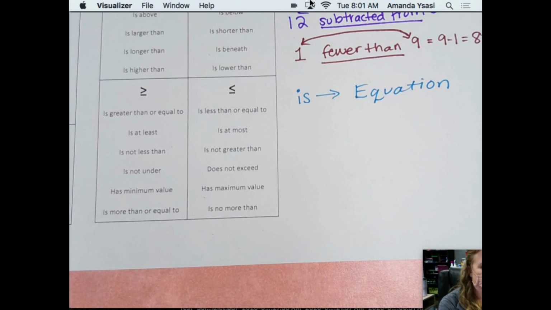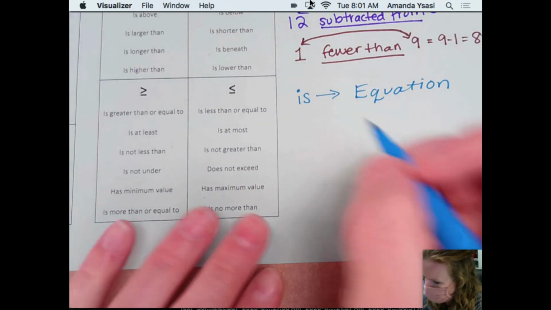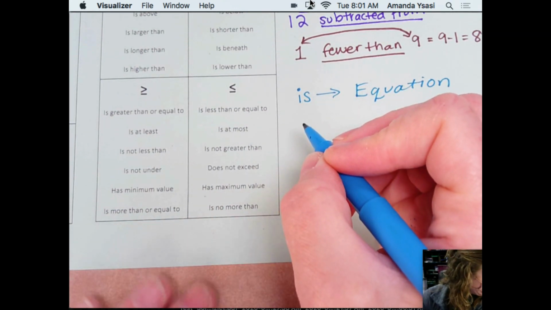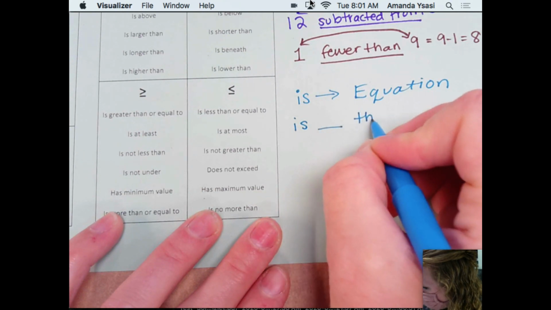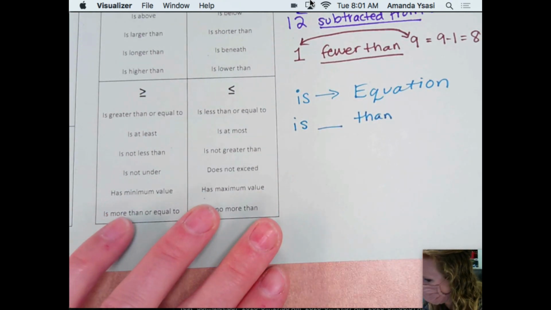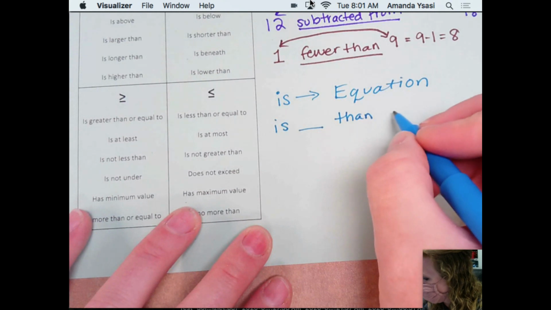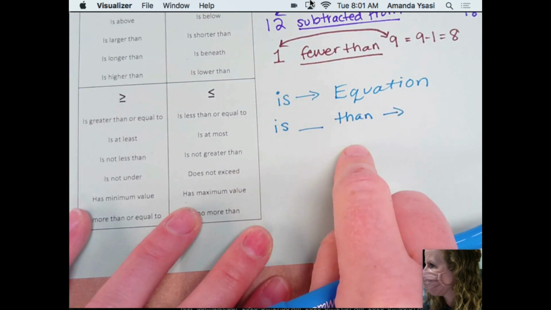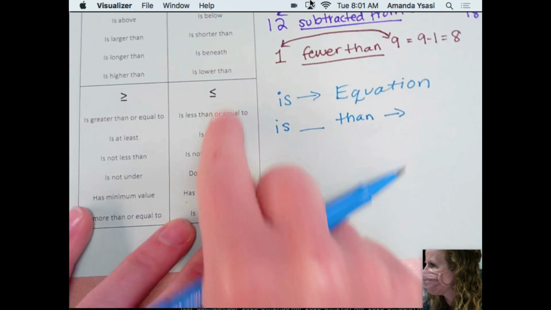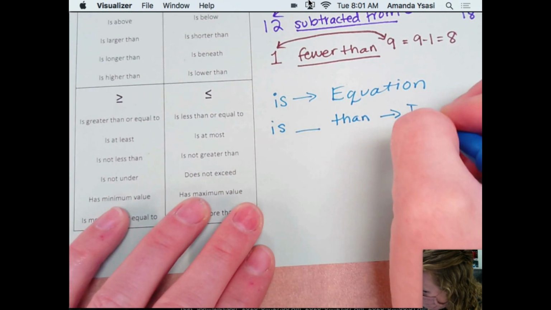And then an inequality is whenever you have usually is blank then. If it has more than just the is less than, is greater than, is at most, is not greater than, those represent inequalities.